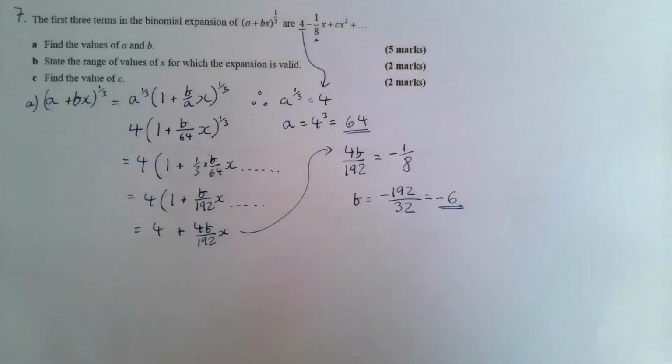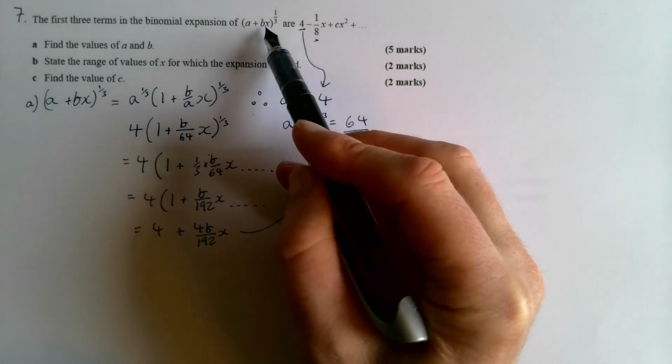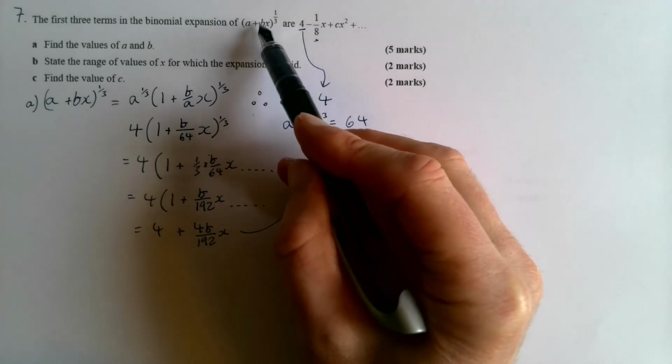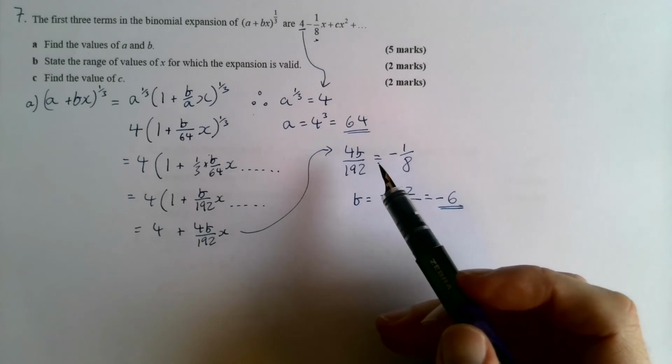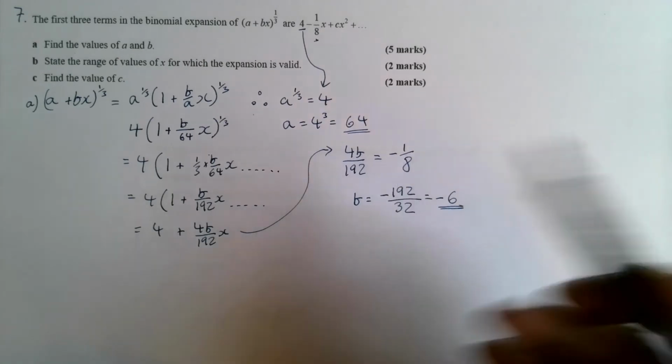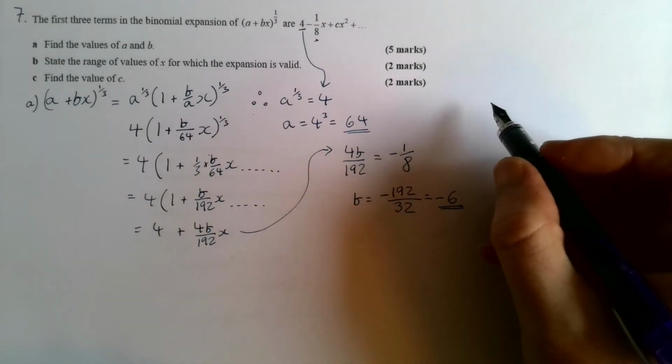That's all part A. Part B, stating the range of values for which the expansion is valid. Well, remember, whatever this is here, has always got to be less than, the magnitude has got to be less than 1, hasn't it? So that it's a shrinking thing when it's expanding. So we're getting closer and closer to 1 value.